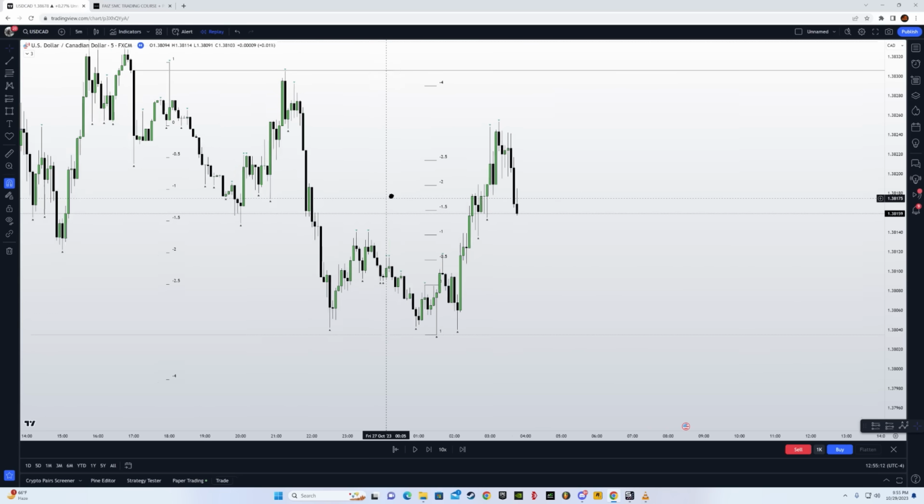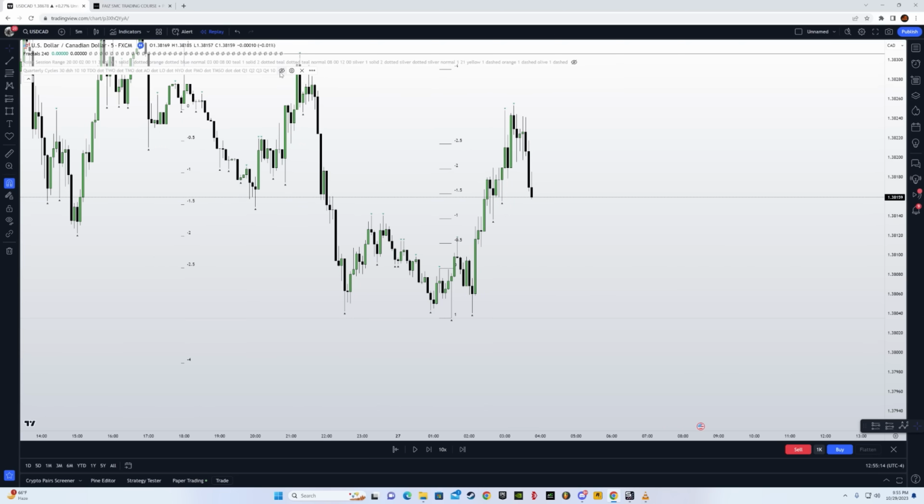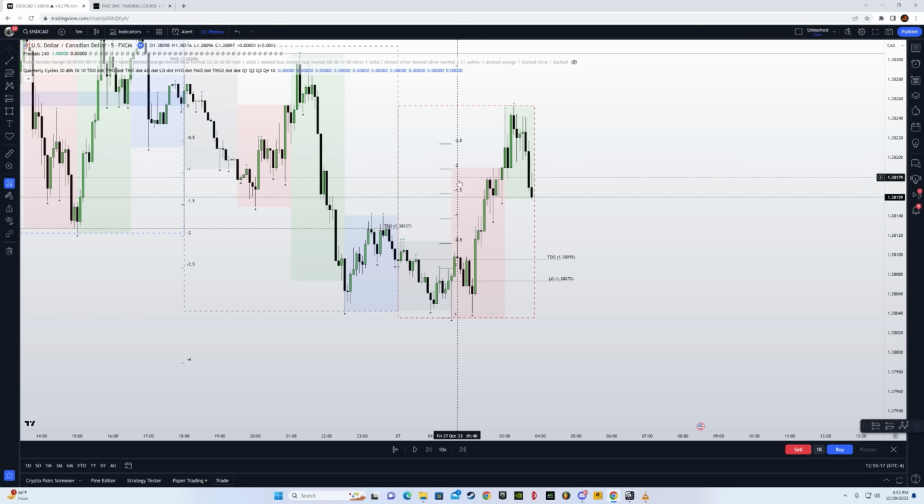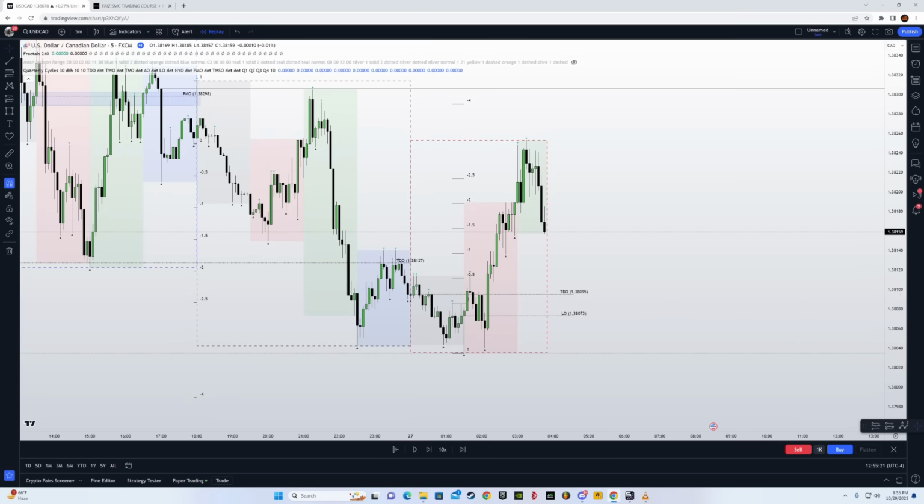And if I use the quarterly theory indicator, you can see that the red box here is the manipulation box, right?